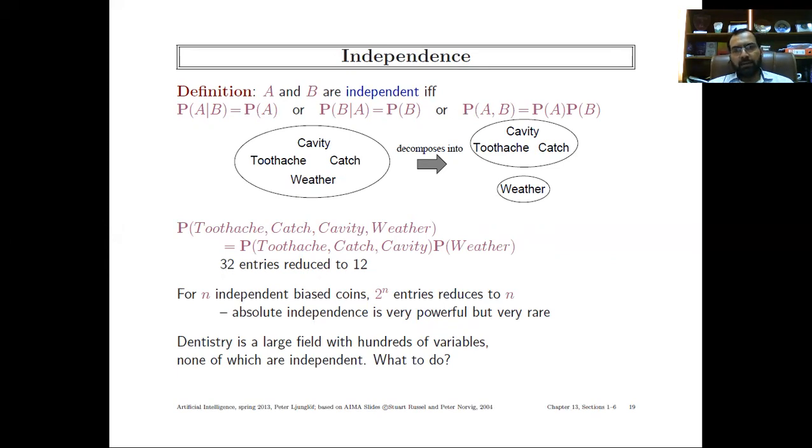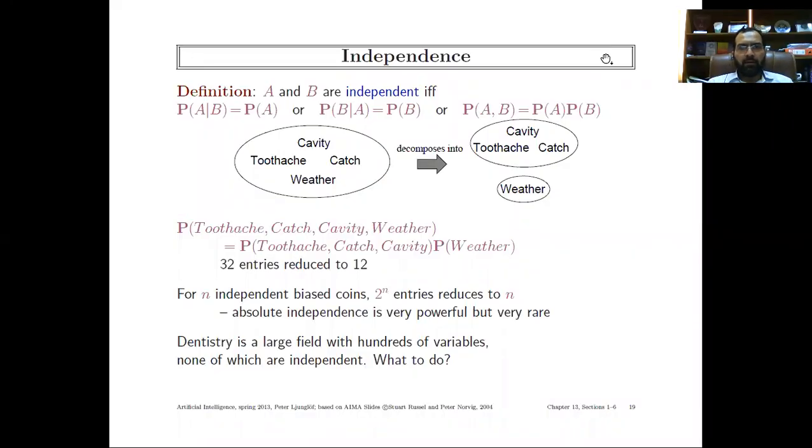So let's see this diagram, and you can see over here that we have the variables cavity, toothache, weather, and catch. And let's suppose we decompose into cavity, toothache, and catch, and we separate the weather, because the probability of toothache, catch, cavity, and weather is equal to the probability of toothache, catch, cavity multiplied by the probability of weather.